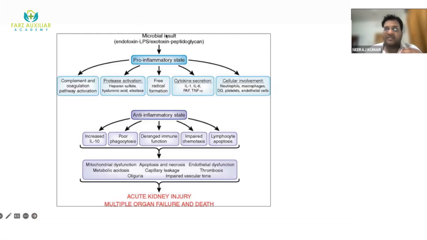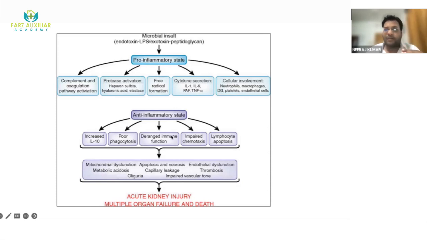If you concentrate on the microbial insult, the patient, after getting the microbial insult, either in the form of endotoxin, LPS, or Strep, may go into a pro-inflammatory state. So it could be free radical formation, cytokine secretion or release, or cellular involvement. Here, more and more neutrophils, macrophages, and endothelial activation would be there. Protease activation is also very important, because heparan sulfate and elastase are very important protease markers that are elevated in a pro-inflammatory state.